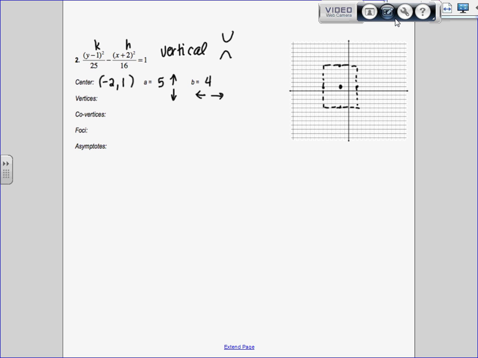And then once I have the box, I draw in the asymptotes. Sometimes it helps if you start in the center and then kind of extend it out. All right, and then it's vertical, so we're going to open up and down. So we're going to have that, and we're going to have that.